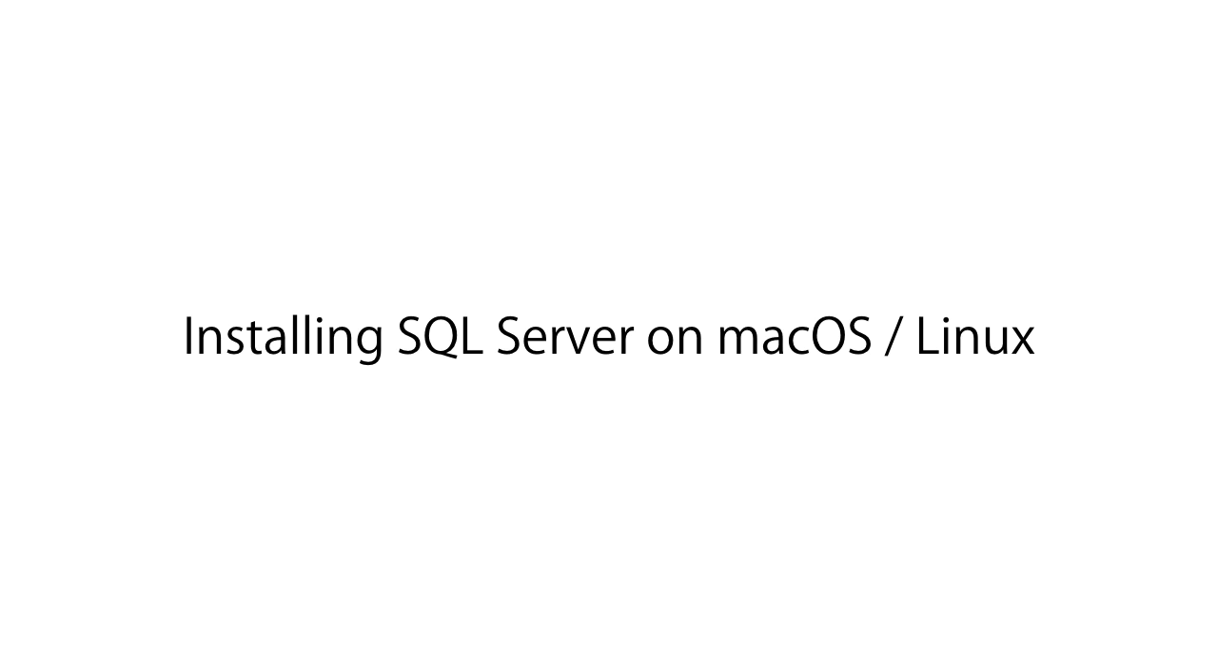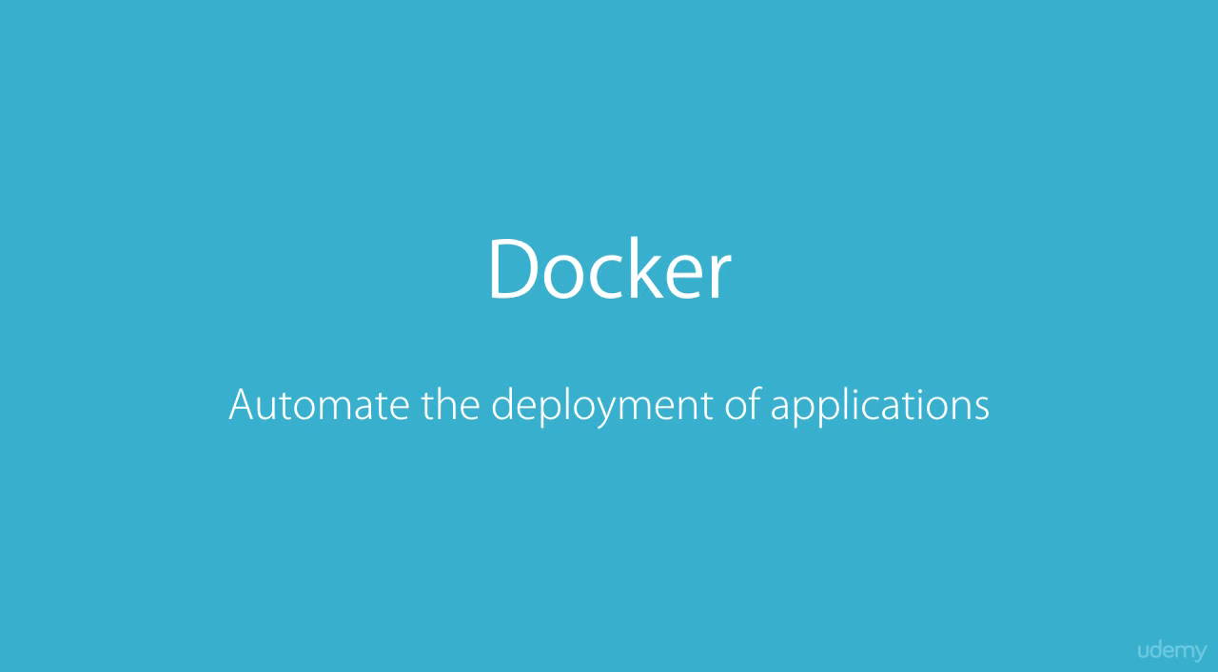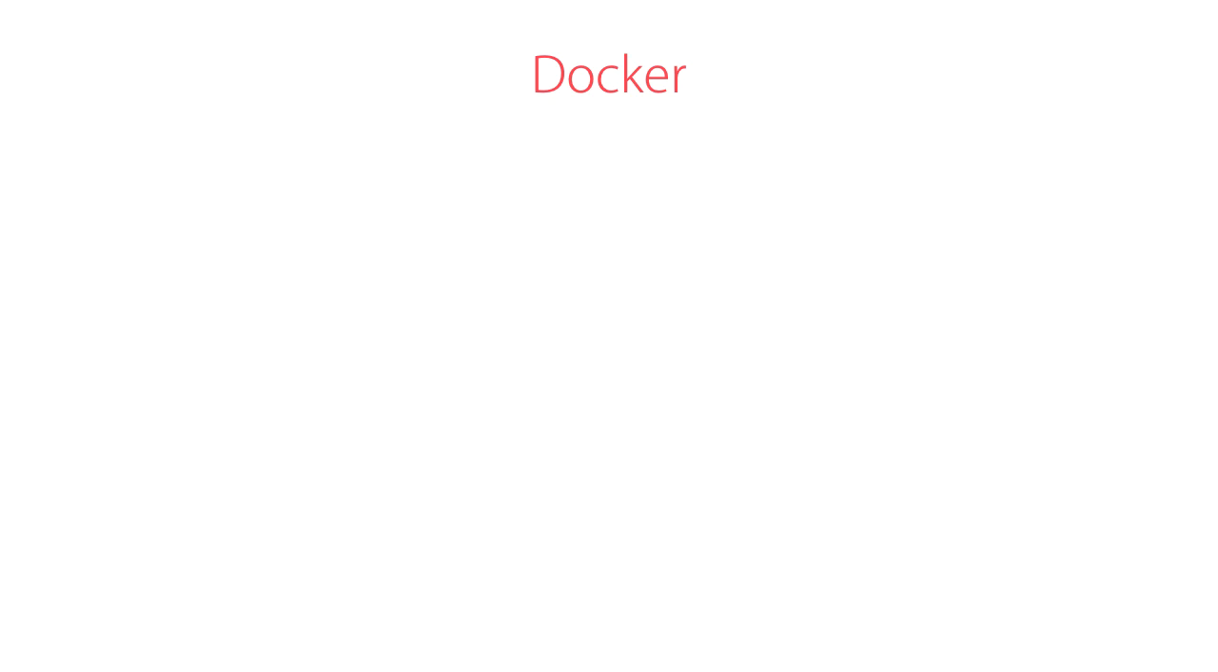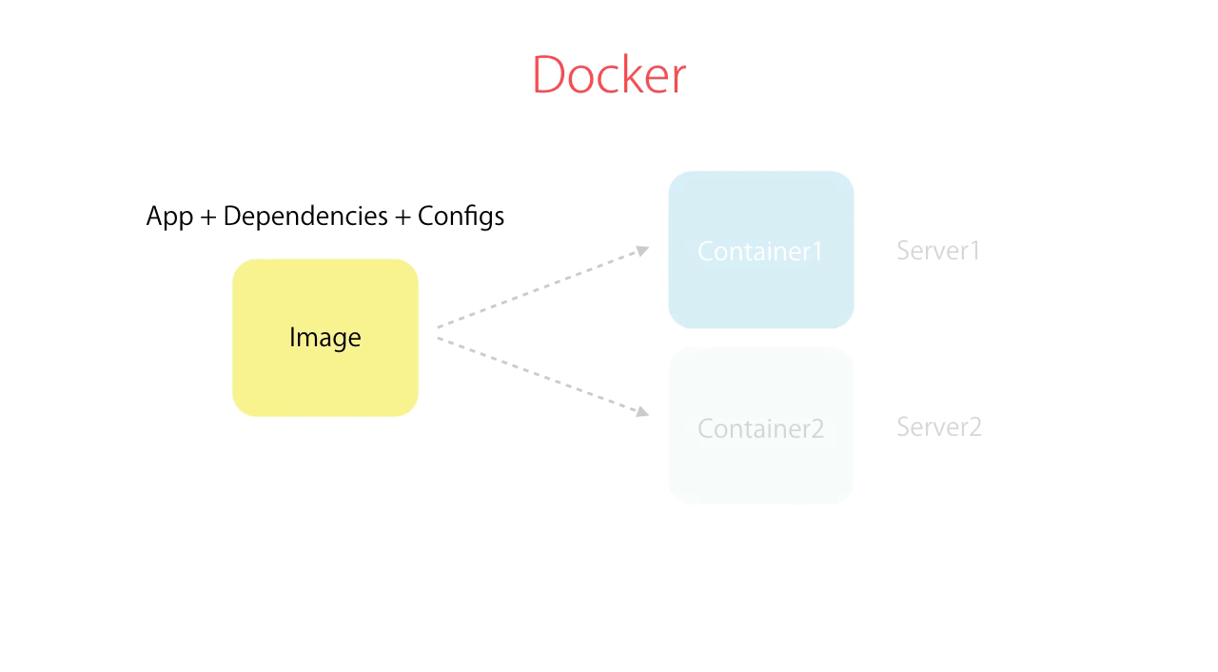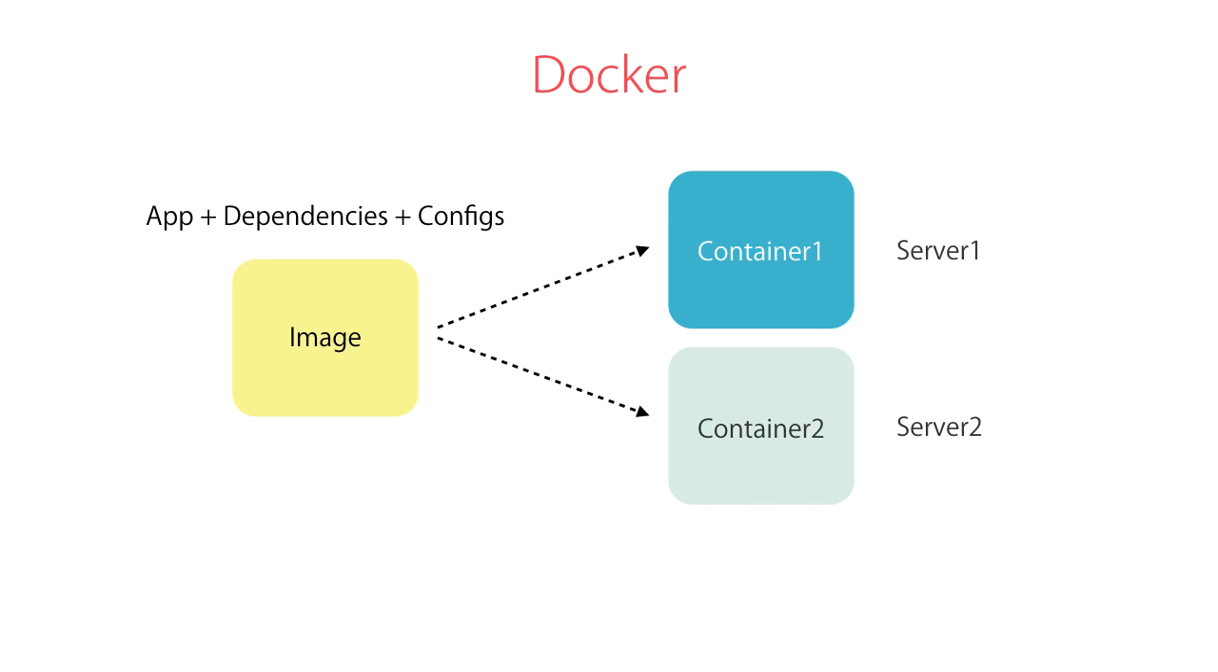Okay, in order to install SQL Server on macOS or Linux, we need to use a tool called Docker, which basically automates and simplifies the deployment of applications. And it solves the issue that your application works on your machine, but when you deploy it to a different machine, it doesn't work. With Docker, we package our application along with all its dependencies and configuration settings into an image. And then we can deploy this image to a different machine with only one command. This command will load our application with all its dependencies into what we call a container.